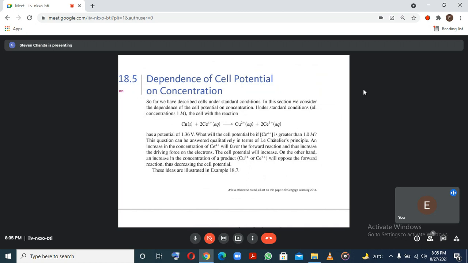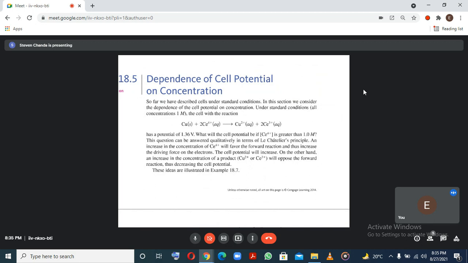The E cell is going to increase. The cell potential is going to increase because according to Le Chatelier's principle, the increase in the reactant concentration is going to favor the forward reaction so that the reactant gets used up and they stabilize the concentrations with the products. That makes sense, right?